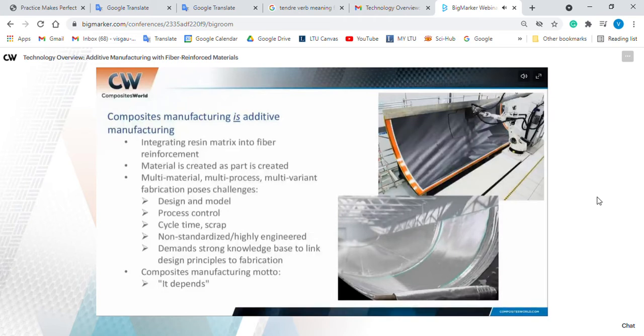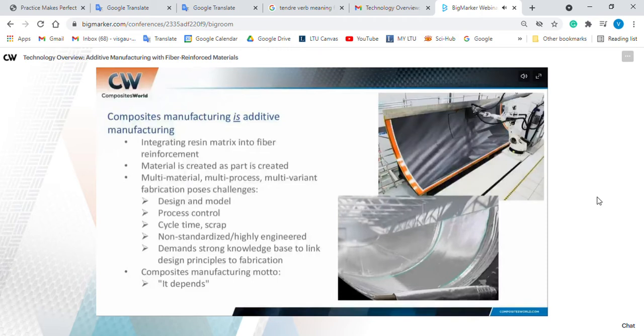materials can be customized to meet a variety of applications and mechanical needs. And of course, that's a big strength of composites manufacturing. And it's kind of led to this motto in the industry. I call it the "it depends" motto.